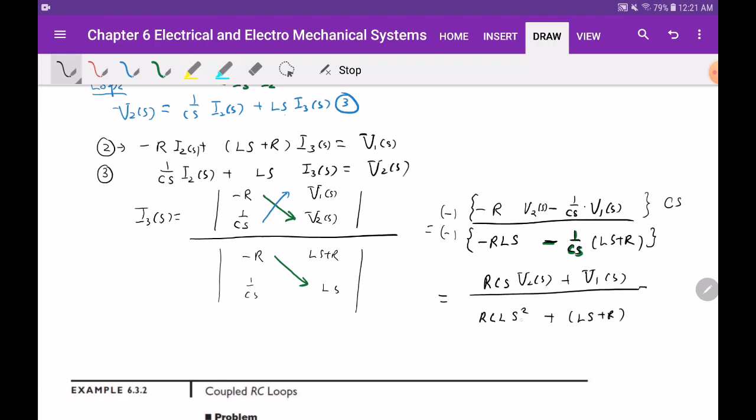Now, if you multiply the denominator, what is this equal to? You have I3 sub S. Move the denominator to the left hand side, and you have RCL S squared times I3 sub S plus LS times I3 sub S plus R times I3 sub S equals RCS V2 plus V1.